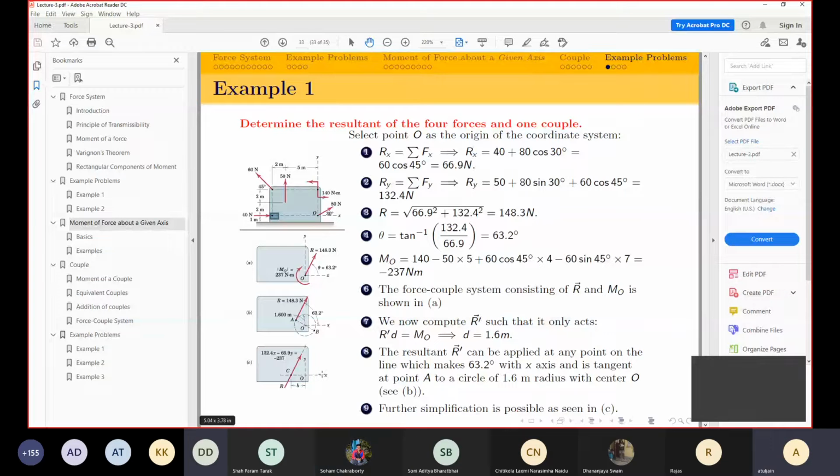Sir, one more doubt. In that 140 moment that was there, how can we miss that it was not on point O, when we are finding the couple moment about point O? It says 4 forces and 1 couple. A couple you can slide in any direction, as long as you maintain the direction. A couple does not really have a position where it is applied.